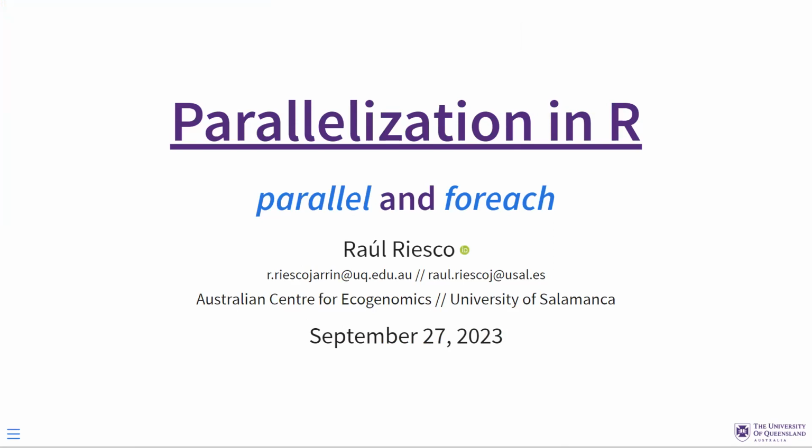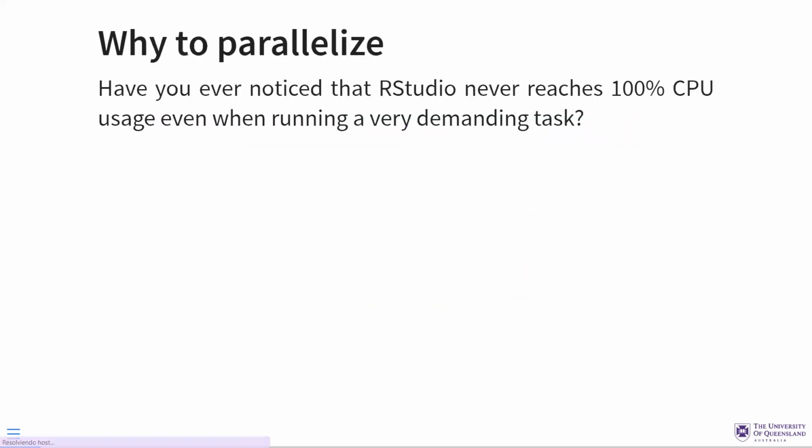This is basically ways to parallelize things in R using two packages: parallel, which is very popular, I'm sure you've already heard of it, and foreach. So why parallelize? I don't know if you have worked a lot with heavy and intensive data processing in R, but at some point you will have realized that it never reaches 100% CPU if you run it normally.